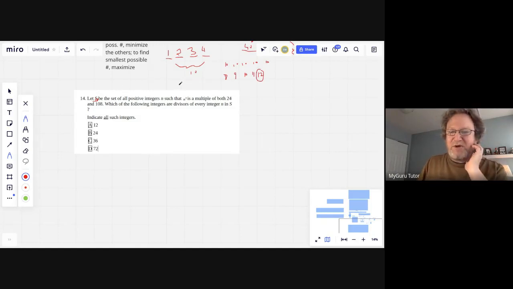Then we want to figure out what's being asked and what the core concepts are. They want to know which of the following integers are divisors of every integer. Another, more comfortable way of saying that might be factors.